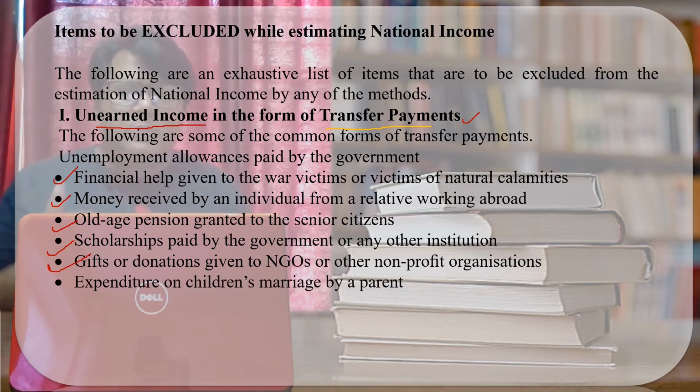Next is the expenditure on children's marriage by a parent. We have seen that in India, large amounts of money are spent by parents on marriages. That is also not considered at the time of calculating the national income. Why? Because it is a transfer payment only. The children have not earned that money.